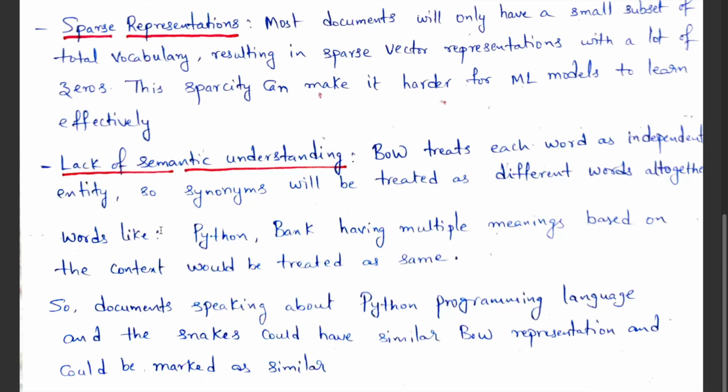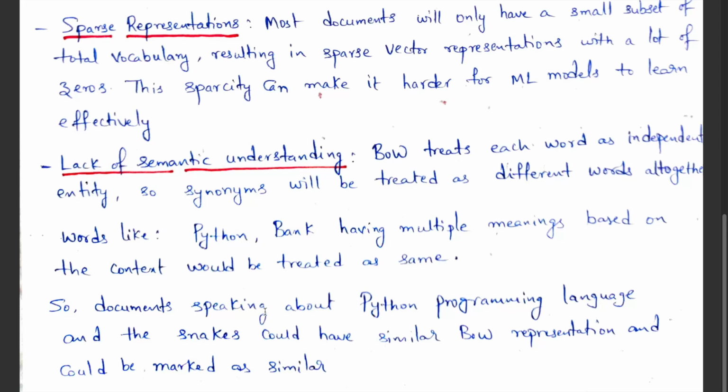Another issue is that we have words like Python and bank, which would have different meanings based on the context, right? Python could be a programming language or it could be a reptile like the snake, and bank could mean an institution like a financial institution, or it could also be a river bank. So depending on the sentence and usage, the meaning changes. But bag of words treats each of the words irrespective of the context. It will only take the word and its frequency.